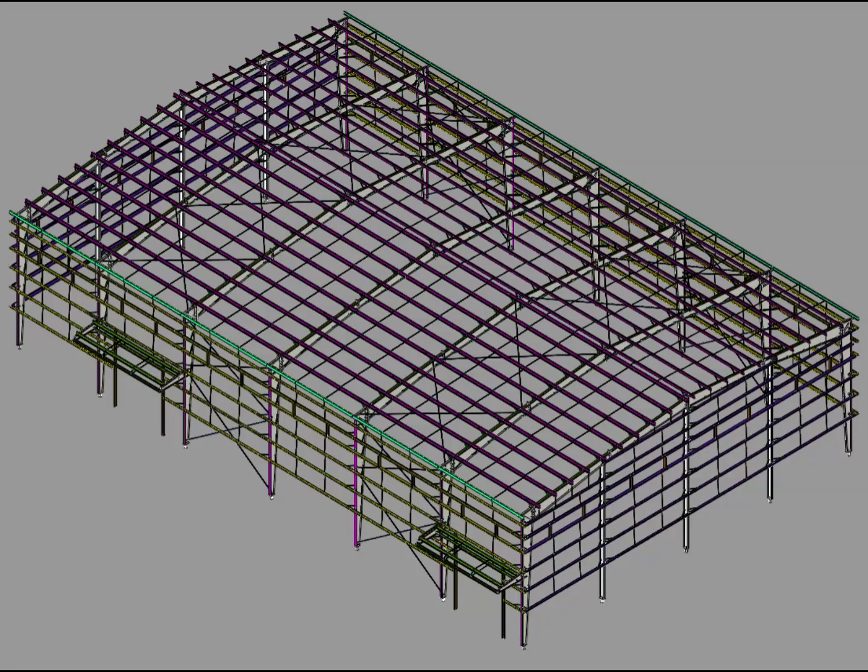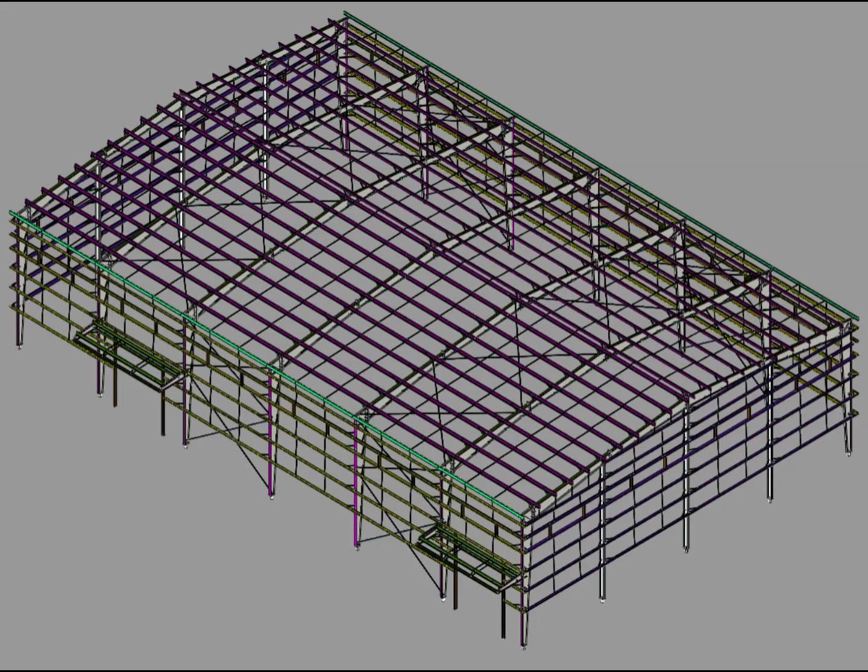When we look at a pre-engineered building, or PEB, we normally notice the main structural members first: the columns, rafters, roof framing, and the overall steel structure. But a real PEB is not made only from these large members. There are many smaller secondary members that work together with the main structural system to complete the building.